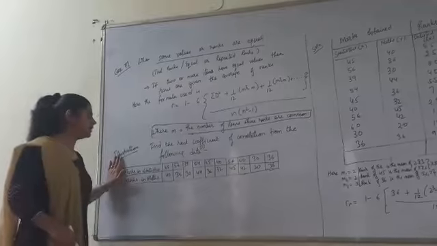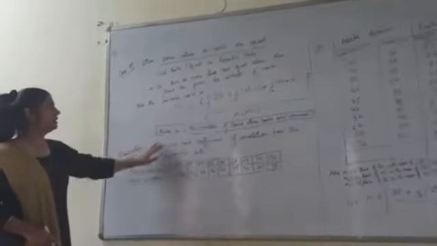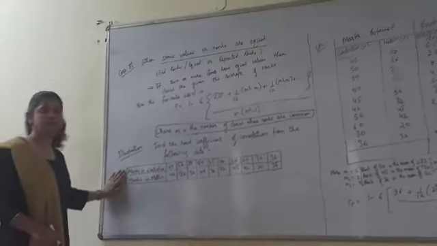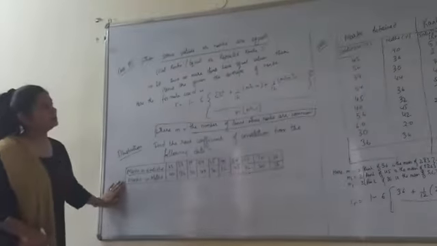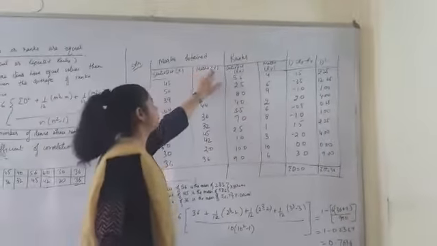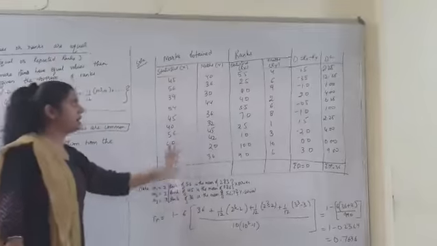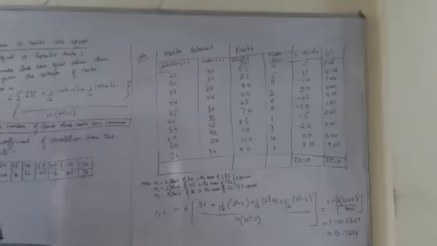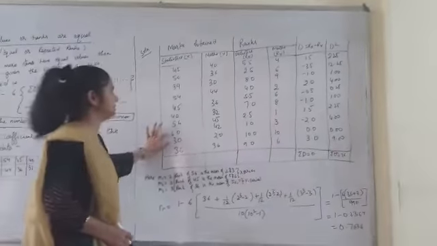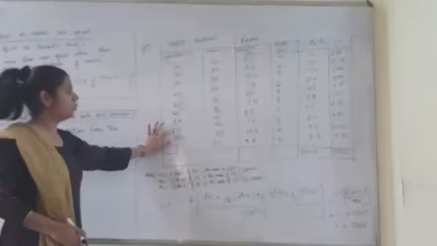Now the illustration. Find the rank coefficient correlation from the following data. Marks in statistics is given and marks in maths is given. So for marks in statistics I have taken x, and for marks in maths I have taken y. The values are assigned. Now what I will do? I will assign the ranks. So the highest value here is 60. 60 will be given 1.